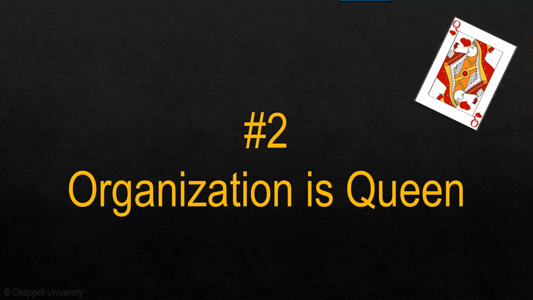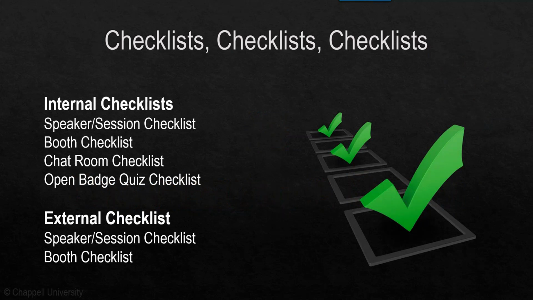Content is king, okay, but organization is queen here. There are so many moving parts to an online event like Core IT. You have not only speakers and sessions, but you also have booths and you have chat rooms. And in our case, we also had open badging. Open badging is a micro-credential system. We had Core IT set up so that people could go and watch a session, and then they could go take a quiz on that and achieve an open badge.